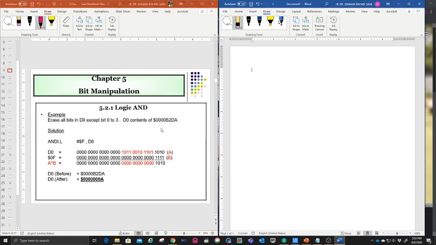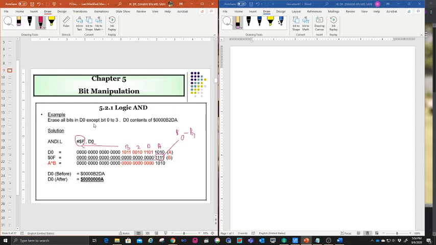So D0 for the long word. Long word means that you have to take everything here, right? So A is equivalent to this one, D is equivalent to this one, 2 is equivalent to this one, B, and the rest is 0. So this is F. The question is: erase all bits in D0 except B0 to 3. So this one is bit 0 to bit 3.